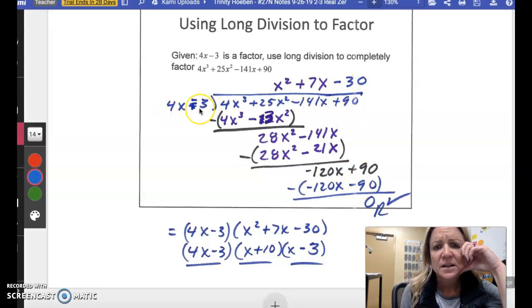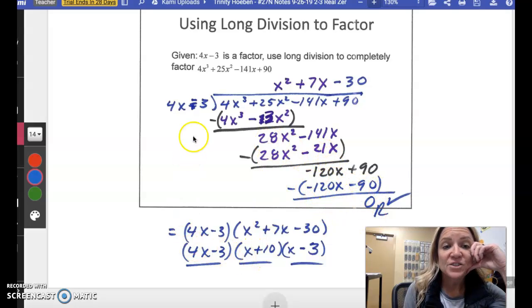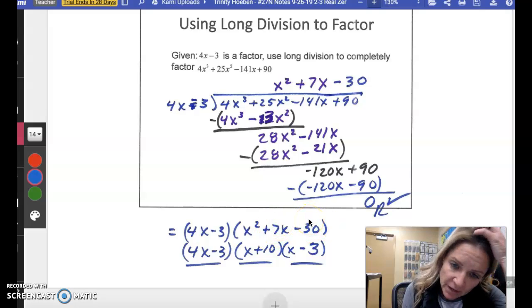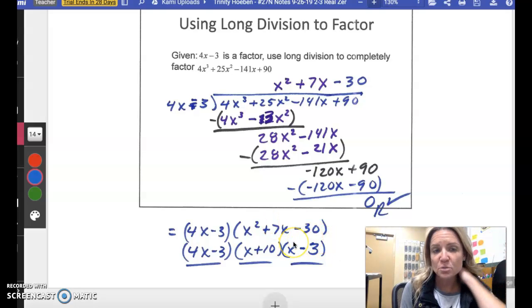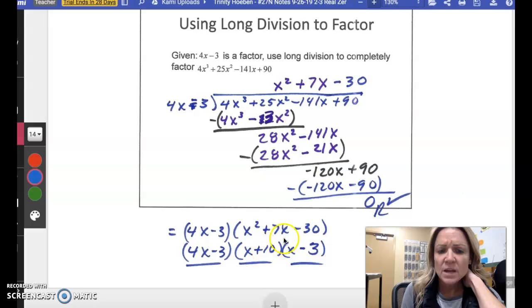negative 30 times negative 3, that should be plus right there, right? Plus 90, but when you subtract it, you go to 0, okay? And these will cancel and go to 0 as well. So our factors are the 4x minus 3, which they gave us, and the x squared plus 7x minus 30, which we got right here. And then this trinomial is even more factorable. That's a word. It factors to x plus 10 and x minus 3. So we have these three binomials that are all factors of this 4-term polynomial. All right.